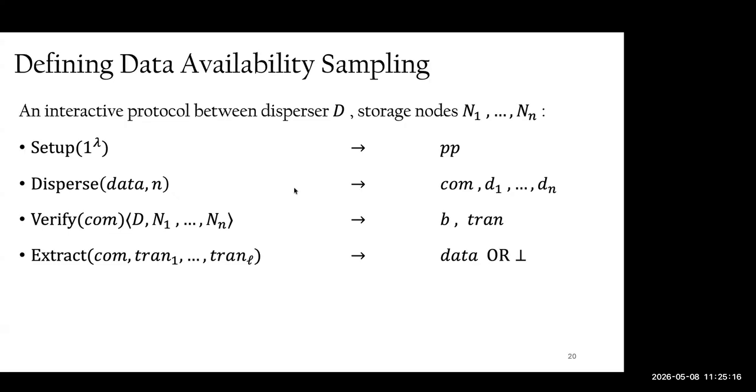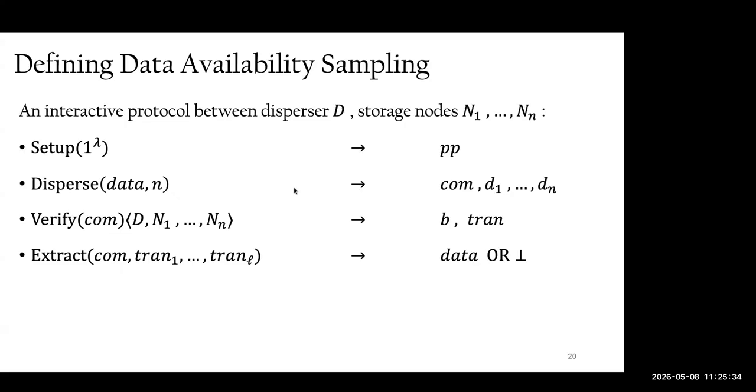We have a verify protocol. These angle brackets denote that this is an interactive protocol. So you can talk to the disperser if it's online. Otherwise, you will talk to the end nodes and you take the commitment as input. And then you will make a few queries, like you'll sample random chunks. And then eventually you'll output a bit B, which is 0 or 1, denoting whether I accept or not.